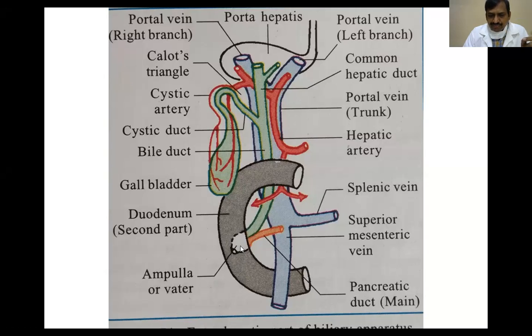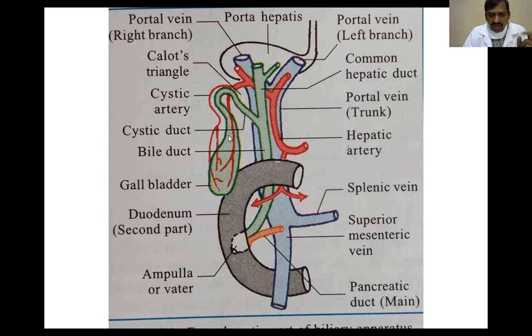This is about 2 centimeters. Total is 7.5 centimeters, the length of the common bile duct. The caliber is 6 millimeters. Next, this is the cystic duct. Connected to the cystic duct, there is a pear-shaped, slate-colored structure. This is nothing but the gallbladder.